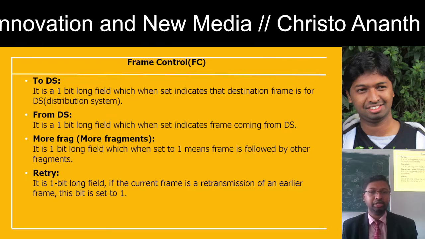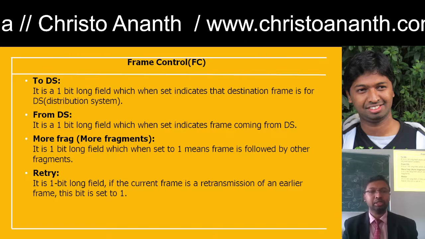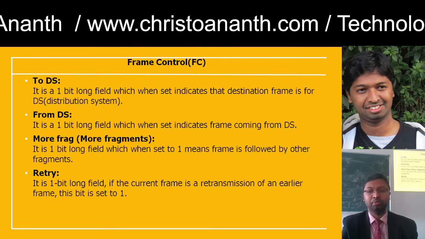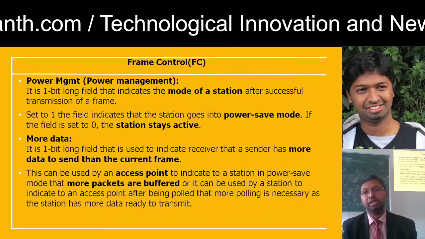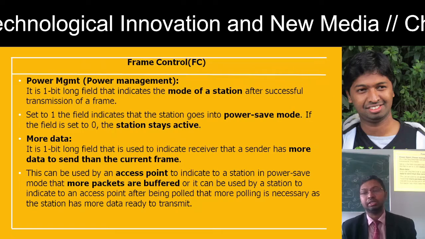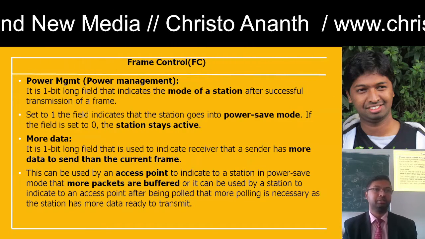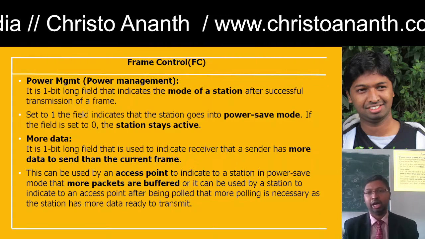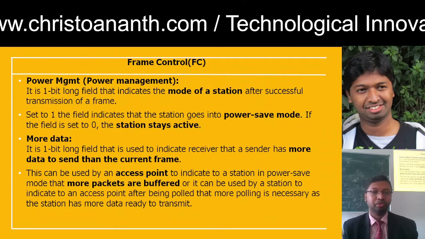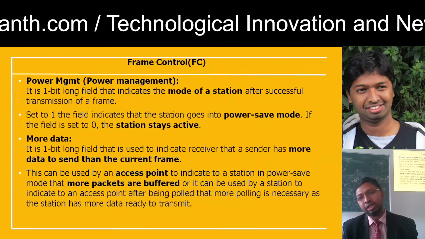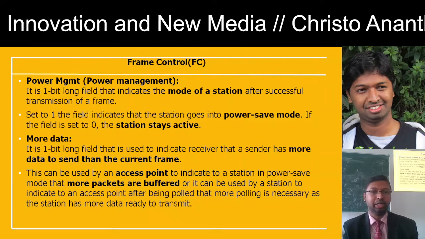And then retry. If the current frame is a retransmission of an earlier frame, this bit is set to 1. It is a 1 bit field. And then we have power management. It indicates the state of the station after successful transmission. It is also 1 bit. If you set it to 1, the station will be in power save mode. If the field is set to 0, the station will be in active mode. And then more data, for example when the sender has more data to send to the receiver than the current frame.